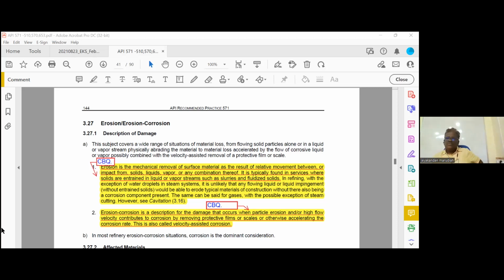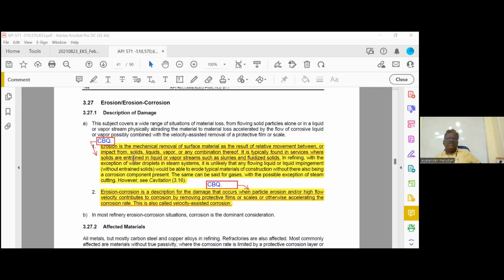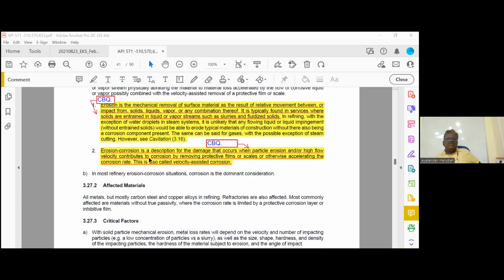Please take. Erosion is a mechanical removal of surface material as a result of relative movement or impact from solid, liquid, vapor, or any combination thereof. It is typically found on surfaces where solids are entrained in liquid or vapor streams, such as slurries and fluidized solids. That is important. Then 2 is important. Erosion corrosion is the description of damage that occurs when particle erosion and high velocity contribute to corrosion by removing protective films or scales or otherwise accelerating corrosion rate. This is also called velocity assisted corrosion. That is also a closed book question.